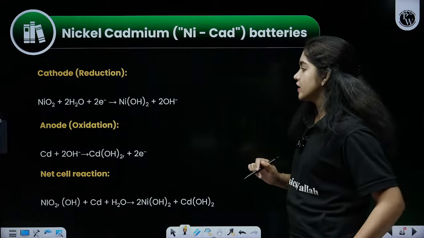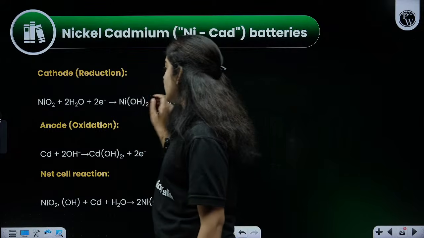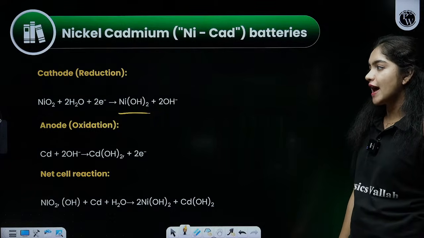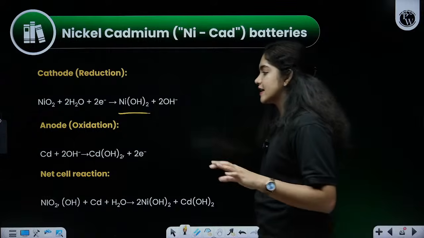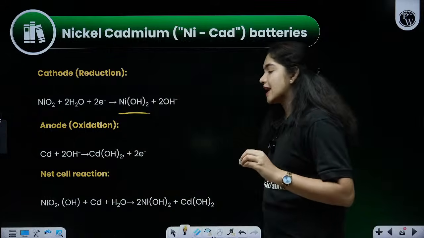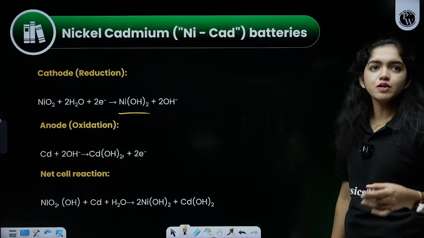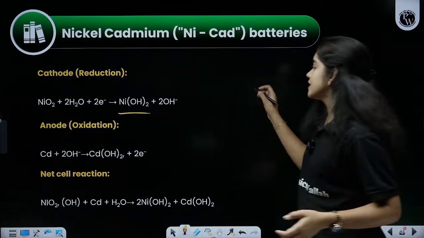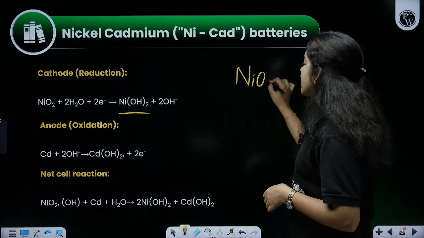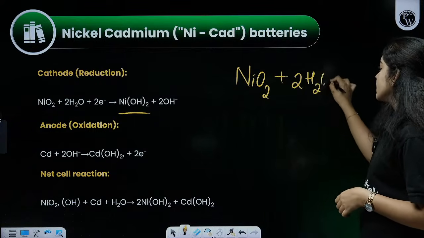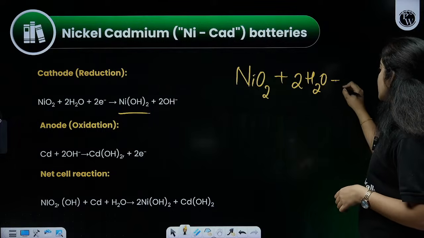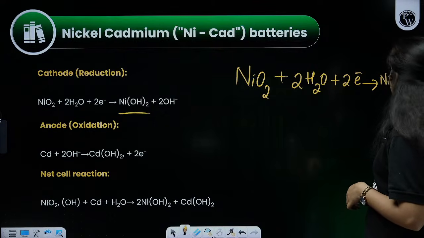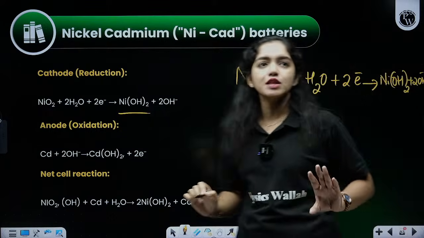The first reaction is, look here: nickel oxide plus water plus 2 electrons gives nickel hydroxide, Ni(OH)2, plus 2OH-. So first learn that equation. Then the anode oxidation is given by cadmium plus 2OH- gives Cd(OH)2, cadmium hydroxide, plus 2 electrons. The net reaction will be very, very important. How will we write the net reaction? First write the cathode reaction: NiO2 plus 2H2O plus 2 electrons gives Ni(OH)2 plus 2OH-. That is the first reaction, the cathode reaction.